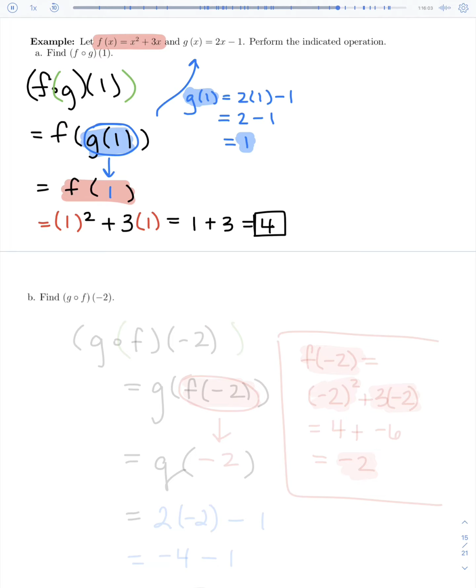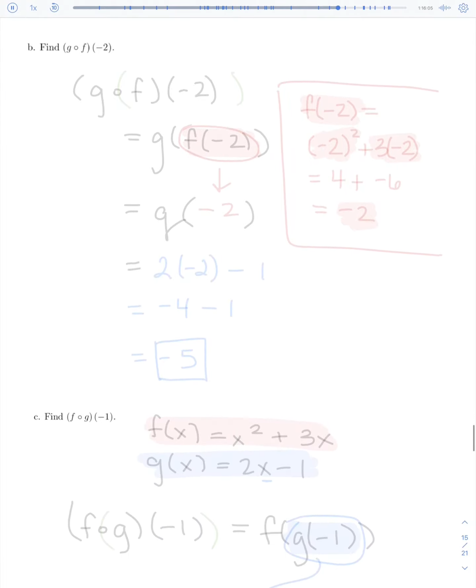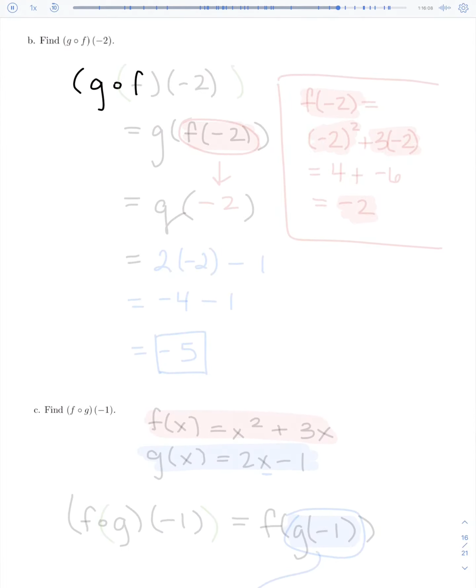Now let's try another example. Let's look at g of f of negative 2. We'll use the same exact functions. We'll switch the notation first and use parentheses instead, which will turn this into g of f of negative 2, but this time with parentheses. We'll start with the inside part, which is f of negative 2. Well, f of negative 2 is telling us to go up to our function f and plug in a negative 2 wherever there's an x.